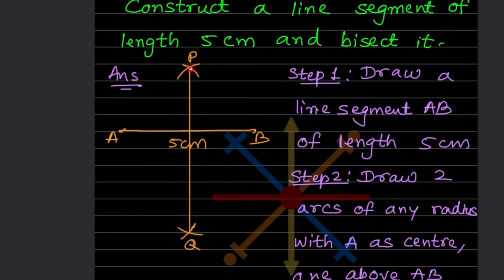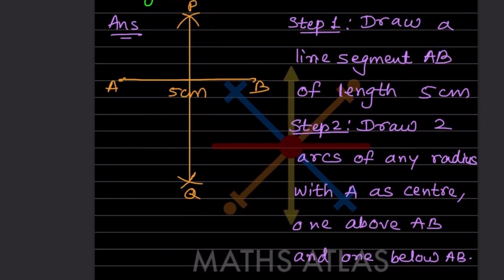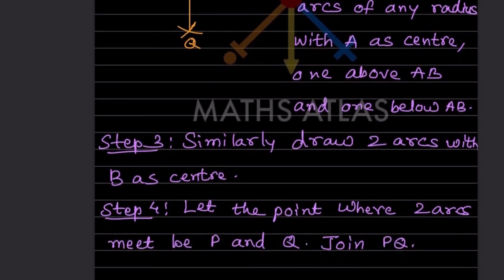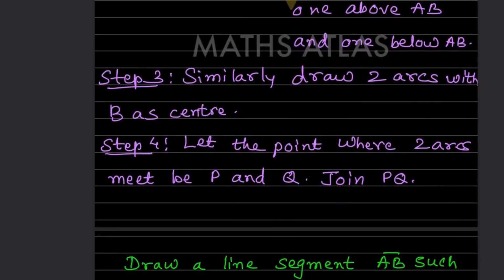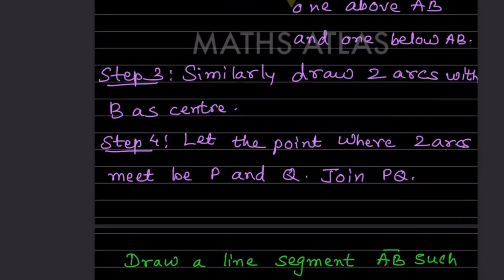Whenever you join, you just take the point over here and draw a straight line, and you can mark anything over here. I just mark here P and Q. So these are the steps of how you do it. Just go through the steps. So that's it. So join PQ.